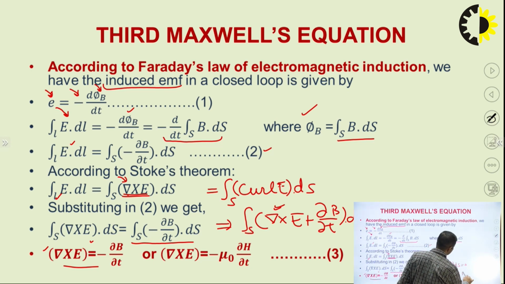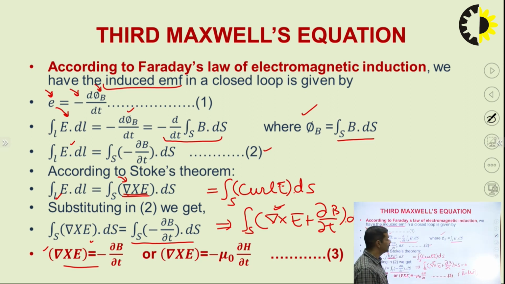Now to write this equation in terms of another quantity, which is H, we know the relation B equal to mu naught H in free space, where mu naught is the permeability of free space. So del cross E equal to minus mu naught dH by dt. These are the differential forms in terms of the B vector and in terms of the H vector.